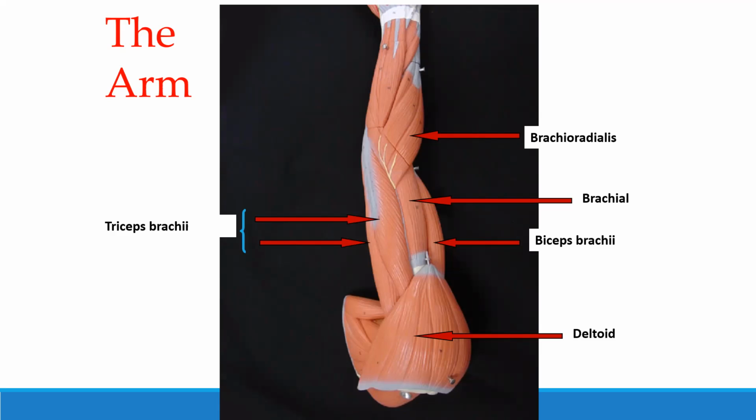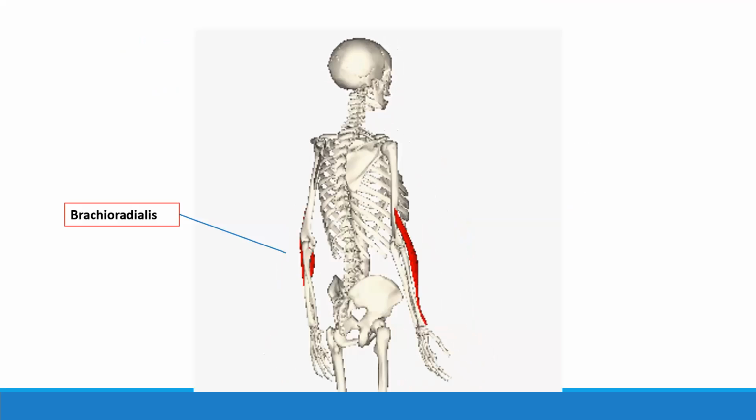And this is what we use to open a doorknob, turn a doorknob to open a door, to turn a key. This is what we use when we're using a screwdriver. This allows us to rotate our arm, allows the head of the radius to rotate over the capitulum of the humerus. And in doing so, our arm turns around. Again, think about opening a door, turning a doorknob. This is the brachioradialis. There it is now.